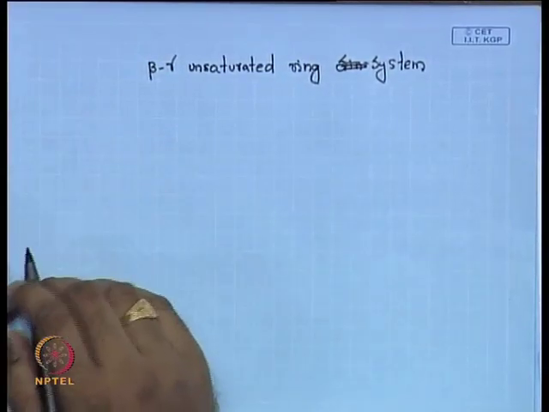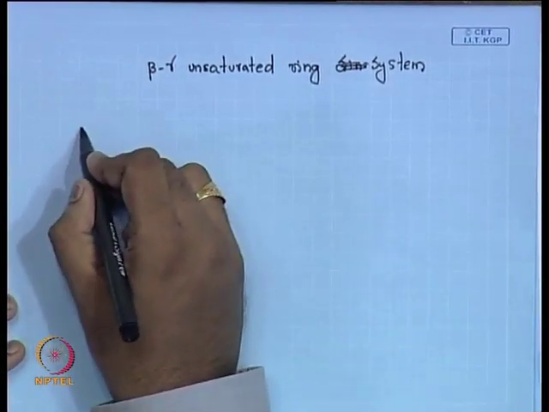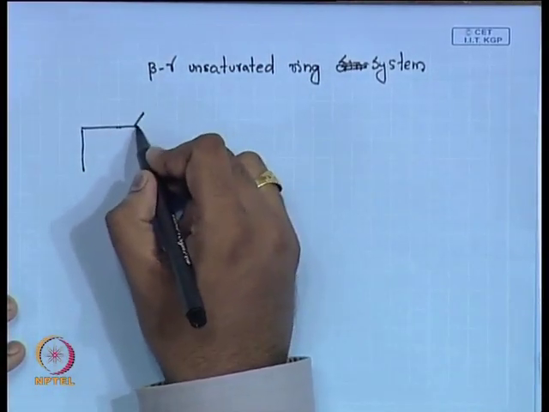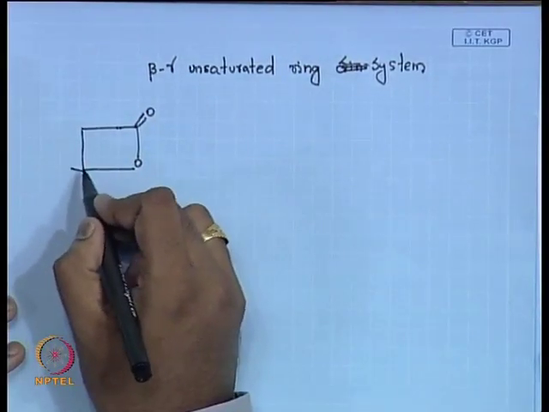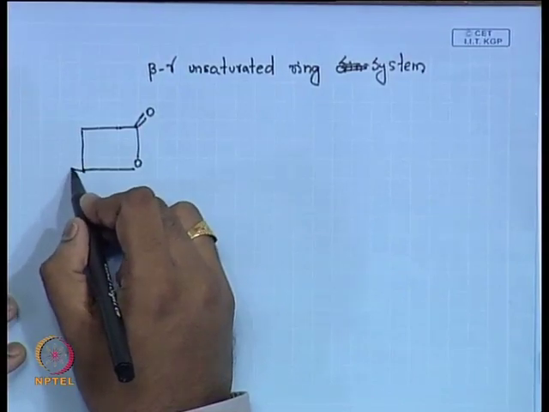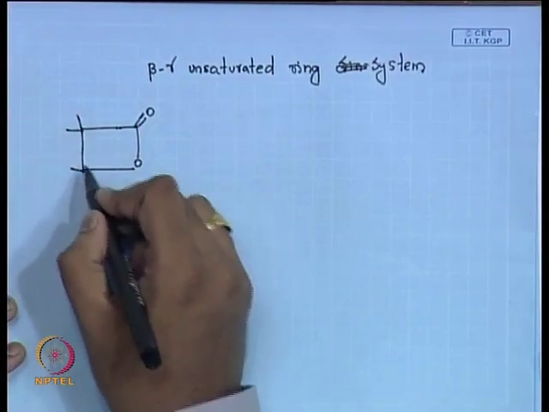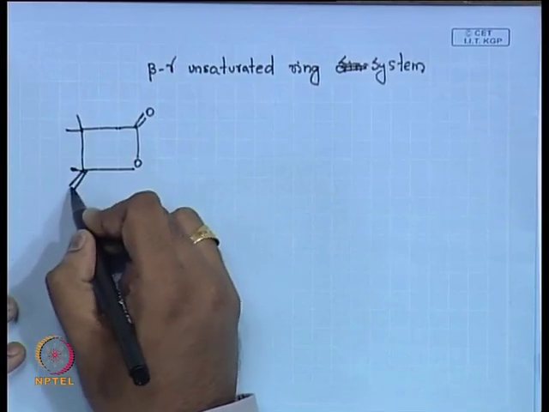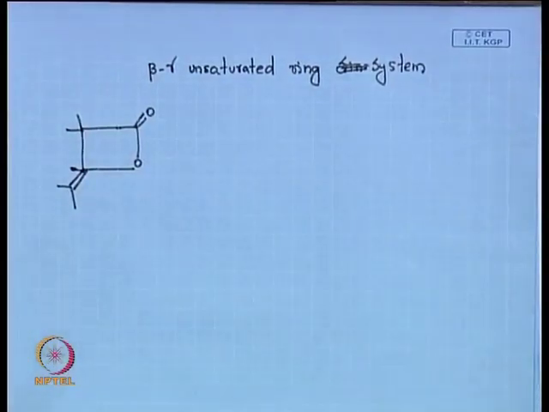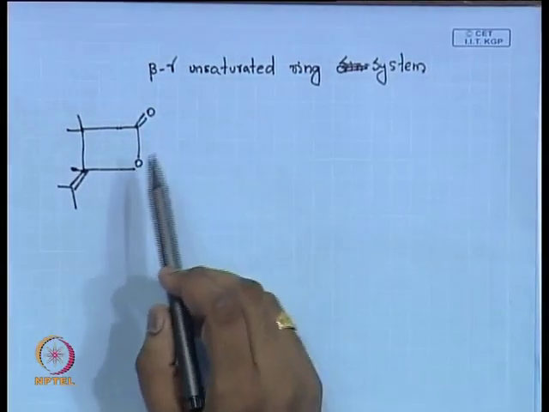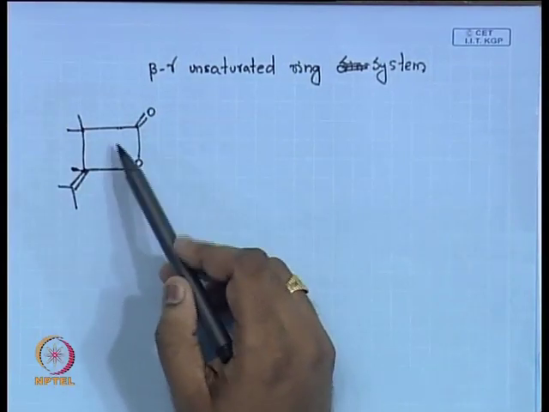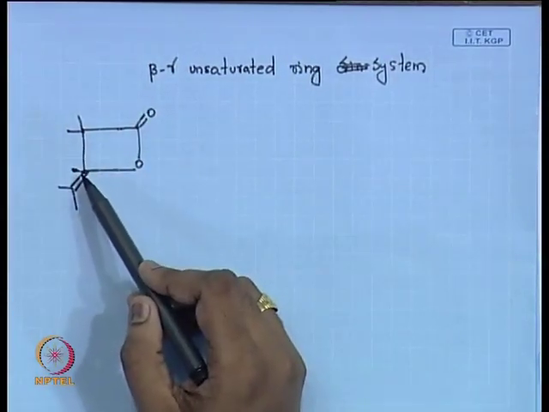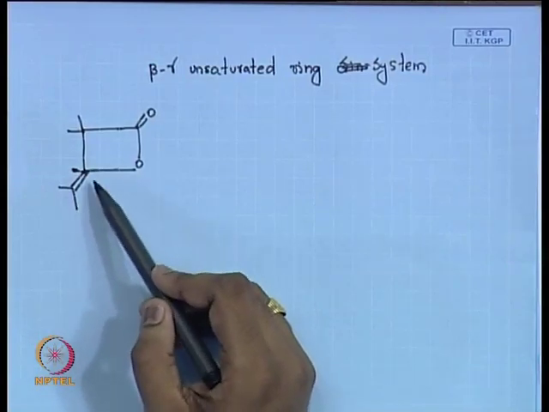We will take a system where cyclobutanone, a 4-member ring system. We will take this system. Now, what happens? You have studied about cyclobutanone, a 4-member ring system with a ketone. But now what I am doing is slowly introducing the concept of a double bond here.